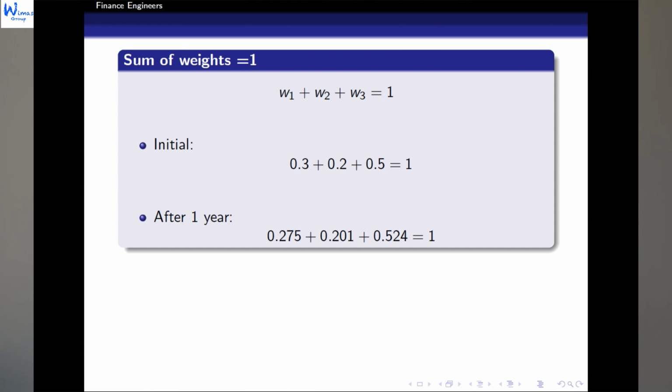we take 0.275, 0.201 and 0.524. We sum up and we always obtain 1, because it's one portfolio. Nothing has changed, only the assets have grown. They made some profits.